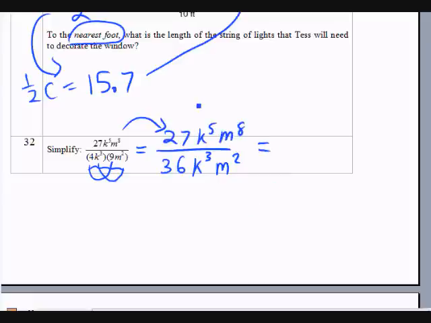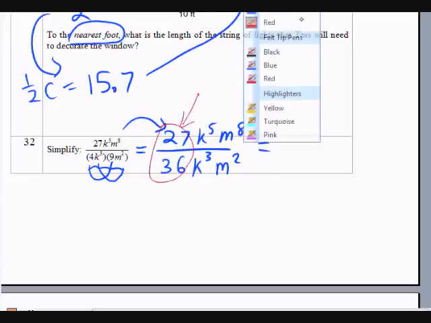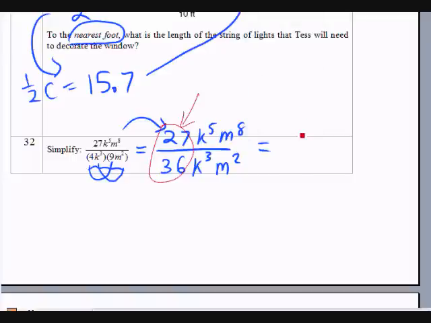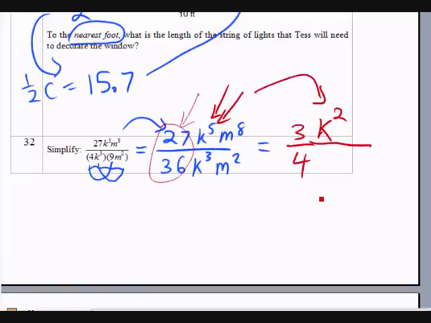Now we're going to divide. 27 divided by 36, we can actually reduce this. This becomes 3 over 4. Next, k to the fifth divided by k to the third. Because they have the same base, we're going to subtract the exponents. 5 minus 3 is going to be 2. It stays on top because 5 is the bigger number. Therefore, the k is on top and not on the bottom. The higher exponent is where we leave it.